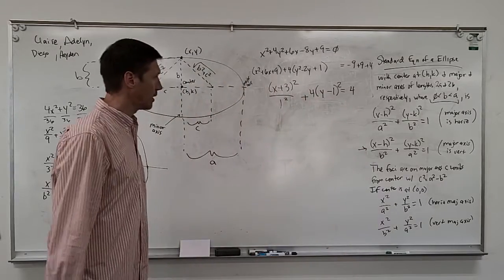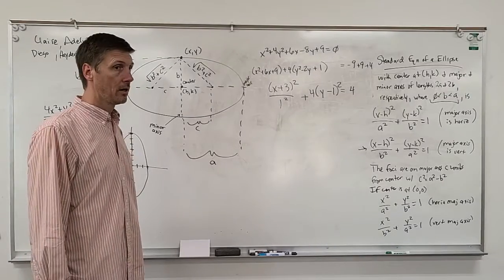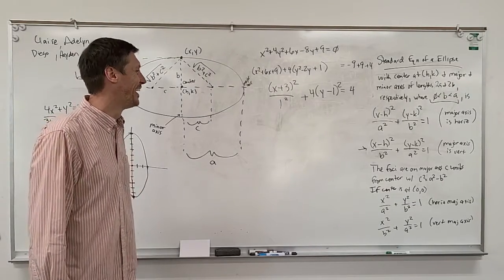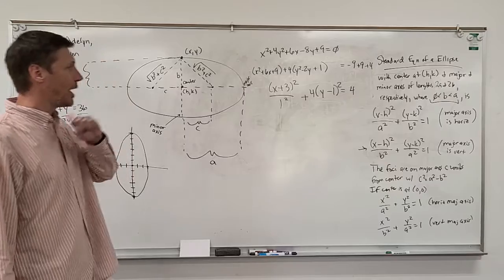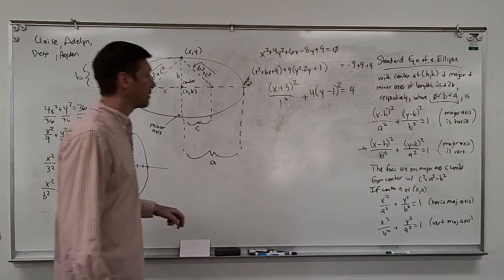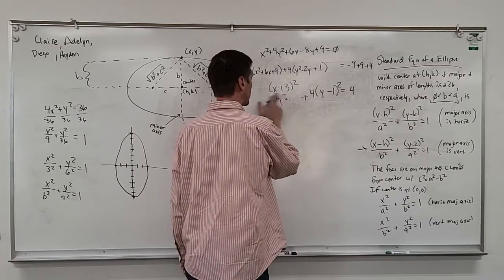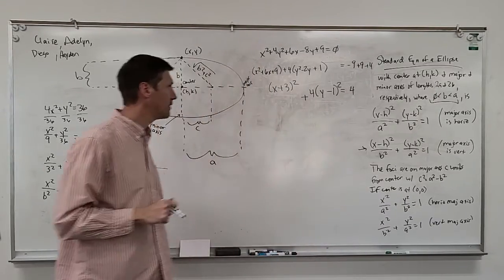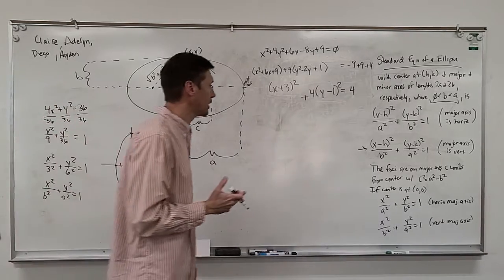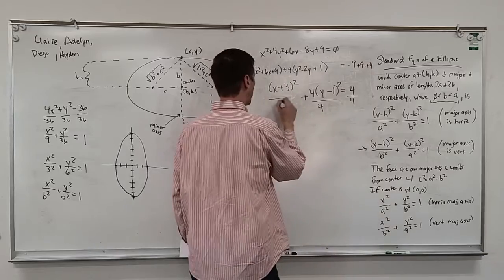It's not 1 squared on the bottom, it should be 2 squared. I'm about to divide everything by 4, right? So I have to divide everything by 4. Let's just leave those alone for right now. I jumped the gun a little bit. So we're going to divide everything by 4 in order to get a 1 there.